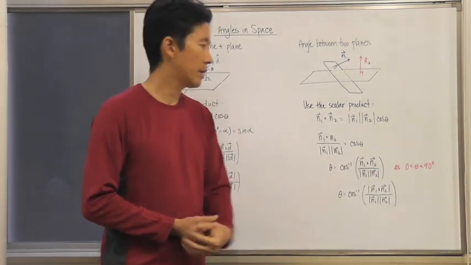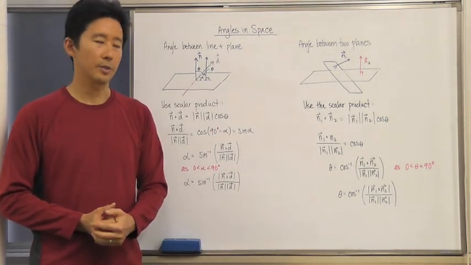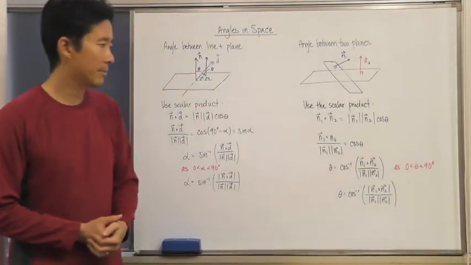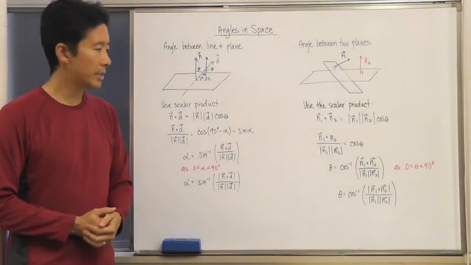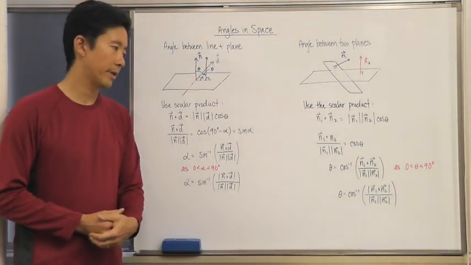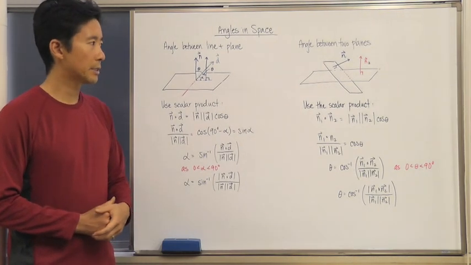And then we want to ensure as well that the value of the angle is an acute angle, and therefore positive, and therefore we let theta be between 0 and 90 degrees. In order to ensure that happens, we make sure that there's the absolute value sign around the scalar product of the two normal vectors.